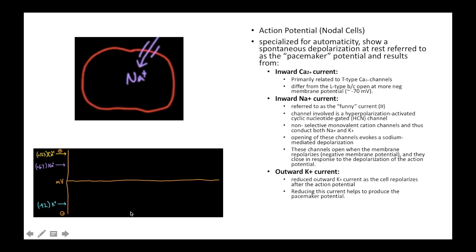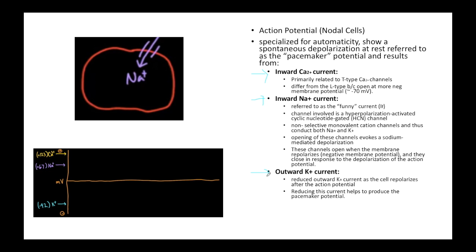So a little bit about the action potential for nodal cells. Nodal cells are, like I said before, specialized to be automatic. So they have spontaneous depolarization at rest, and this is what's referred to as a pacemaker potential. So the key players here are our inward calcium current, an inward sodium current, and an outward potassium current.